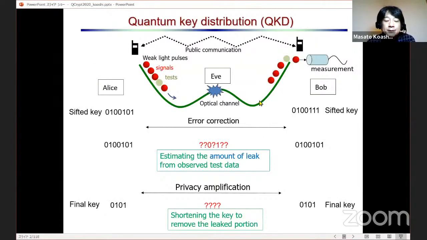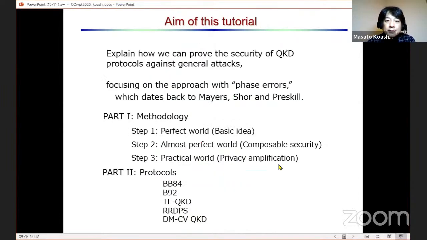This is the overview of quantum key distribution. Alice sends some weak light pulses to Bob, and Bob makes a measurement, and they accumulate the sifted key. Then they correct errors and also do the privacy amplification to arrive at some final key, and they hope that this final key is secret from the eavesdropper. The aim of this tutorial is to explain how we can prove the security of QKD protocols against general attacks, focusing on the approach with phase errors or phase error correction, which dates back to Mayers or Shor and Preskill.